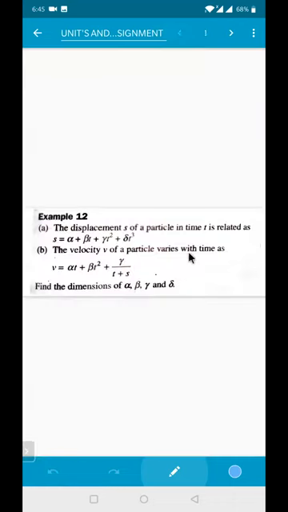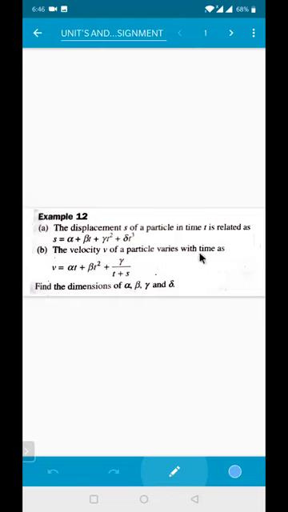The velocity v of a particle varies with the time t as v is equal to alpha into t plus beta into t square plus gamma by t plus s. See, you can add or subtract only the same physical quantities. Make sure of that. If you are adding anything to the given physical quantity, the dimensions of both of them should be the same, then only you can add or subtract. That means this s must be equal to t only. Okay, now let us try to do this part of the question.